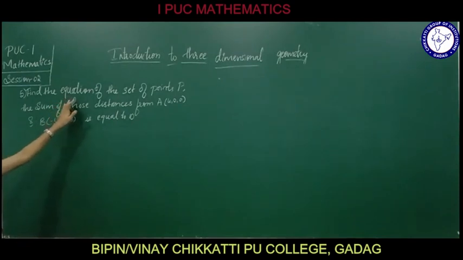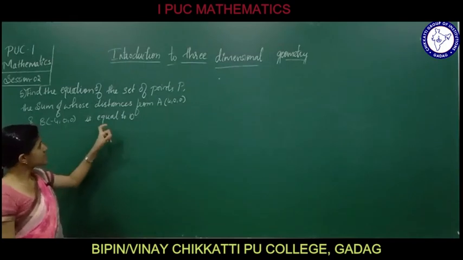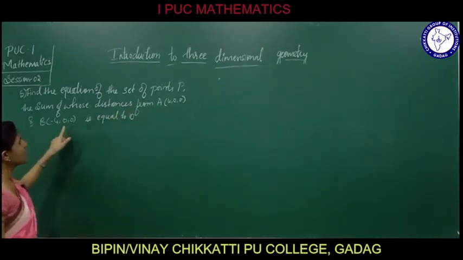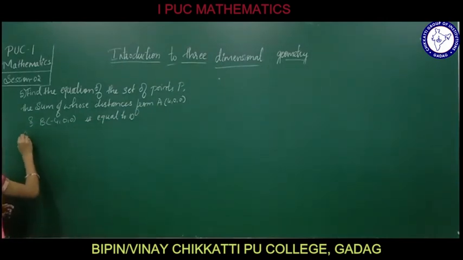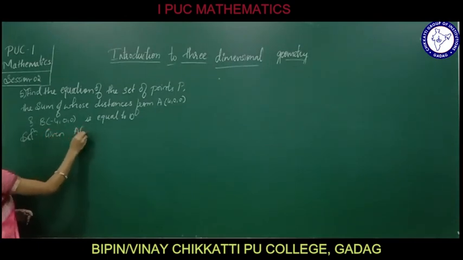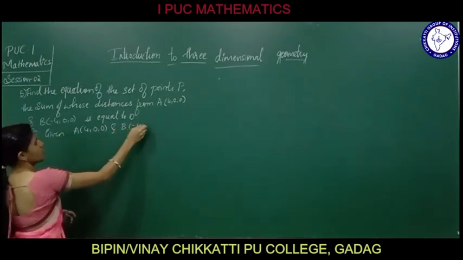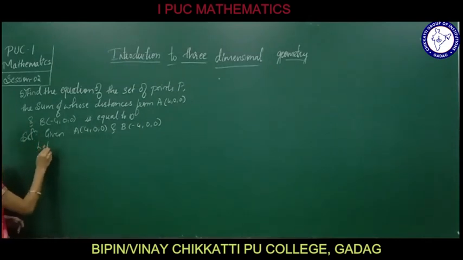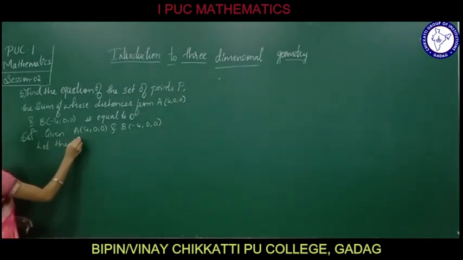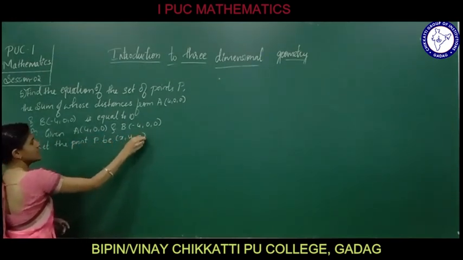See, again, similar to the previous problem. We are supposed to find the equation of the set of points P. It's a sum, that is PA plus PB, that will be equal to 10. Okay, let us start solving. Solution: given A of 4, 0, 0 and B of minus 4, 0, 0. Let the point P be x, y and z.